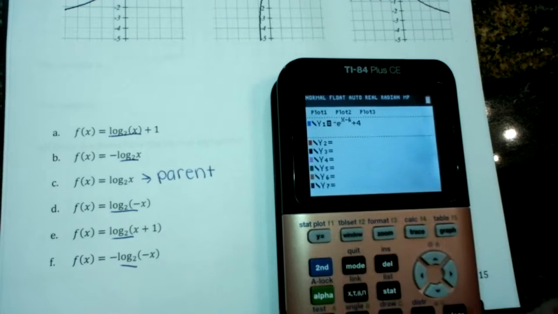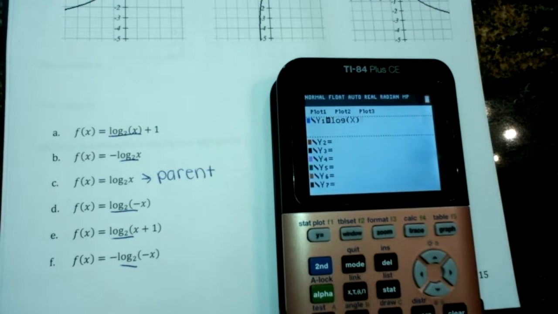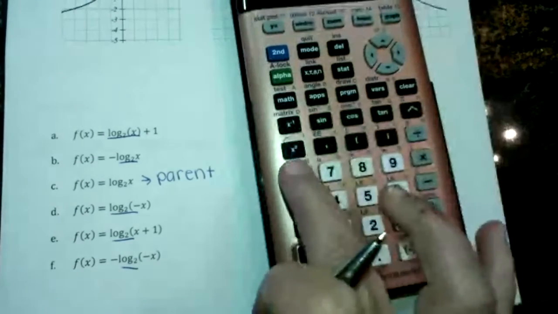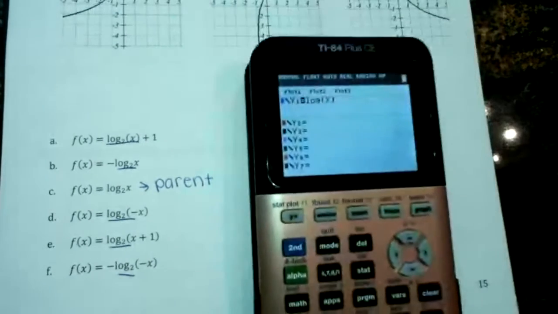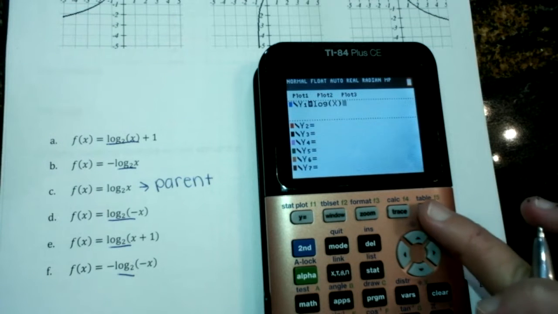So if I go to y equals, let's graph just log of x. Remember, log is right here next to the 7. So log of x. I know we don't have base 2. We'll talk about base 2 in a second, how to put that into our calculator in the future, but it doesn't matter. Just like exponentials, they're all going to have the same shape. All we're doing is matching. So press graph.